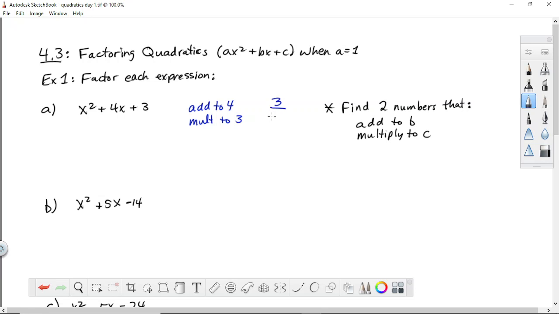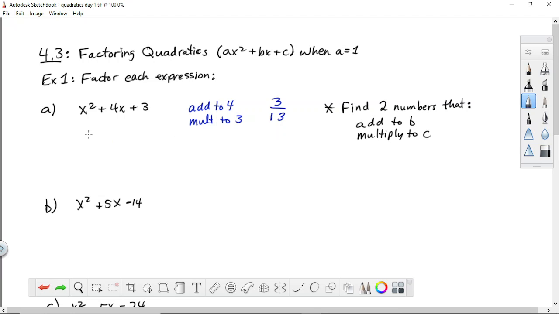Well, 3 doesn't have a lot of pairs of factors, right? There's just 1 and 3. So hopefully that adds to 4, and it does. So we have numbers that multiply together to make 3. Okay, 1 and 3 multiply together to make 3, and they add to make 4. So that's our numbers.